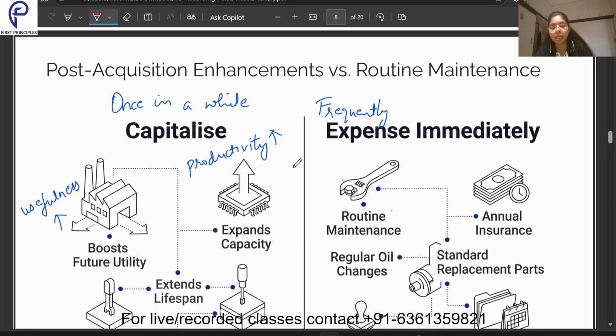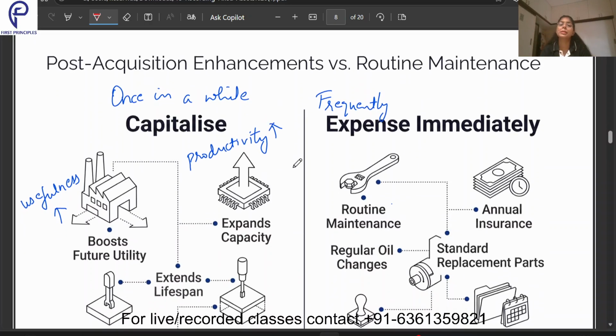Then, post-acquisition enhancement versus routine maintenance. Post-acquisition means after purchase. After purchase we have enhancements and we have routine maintenance.